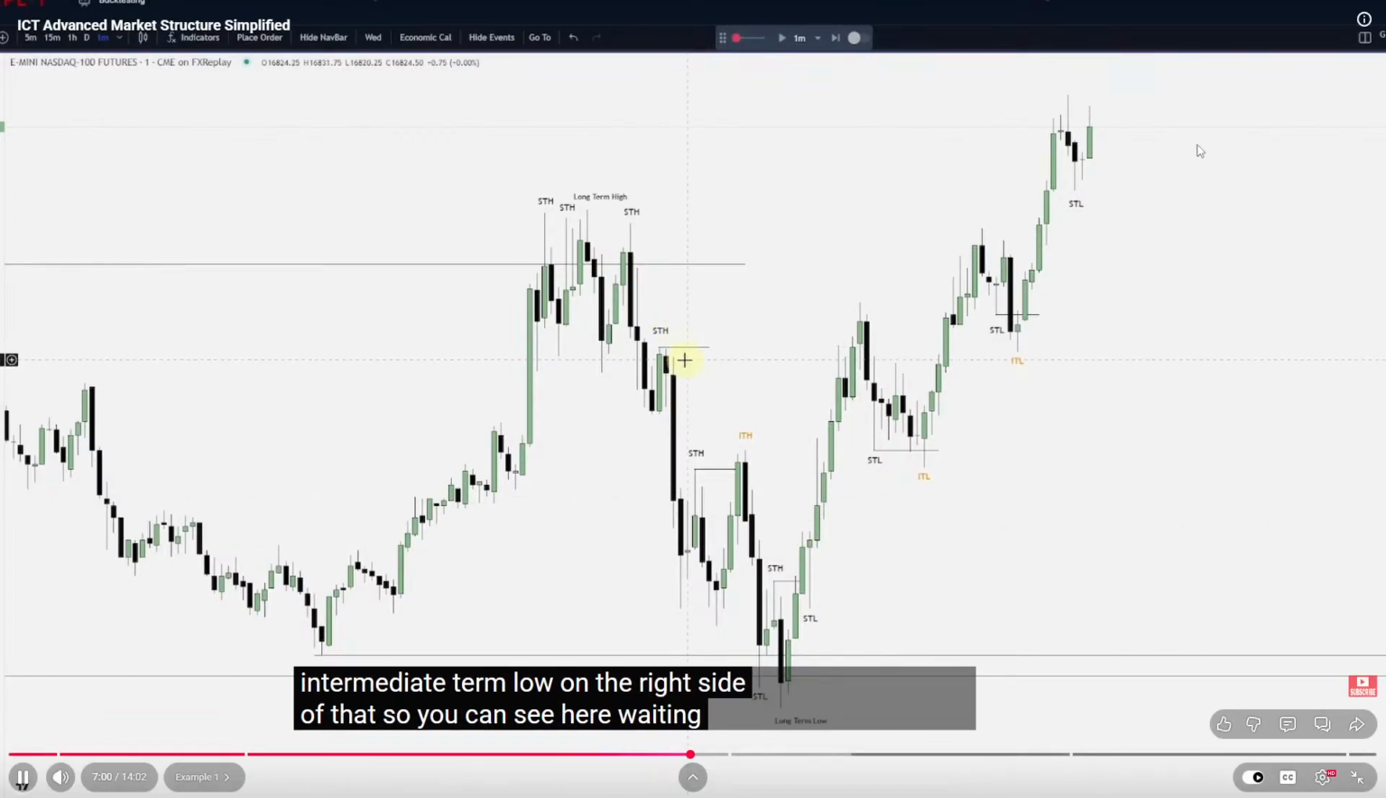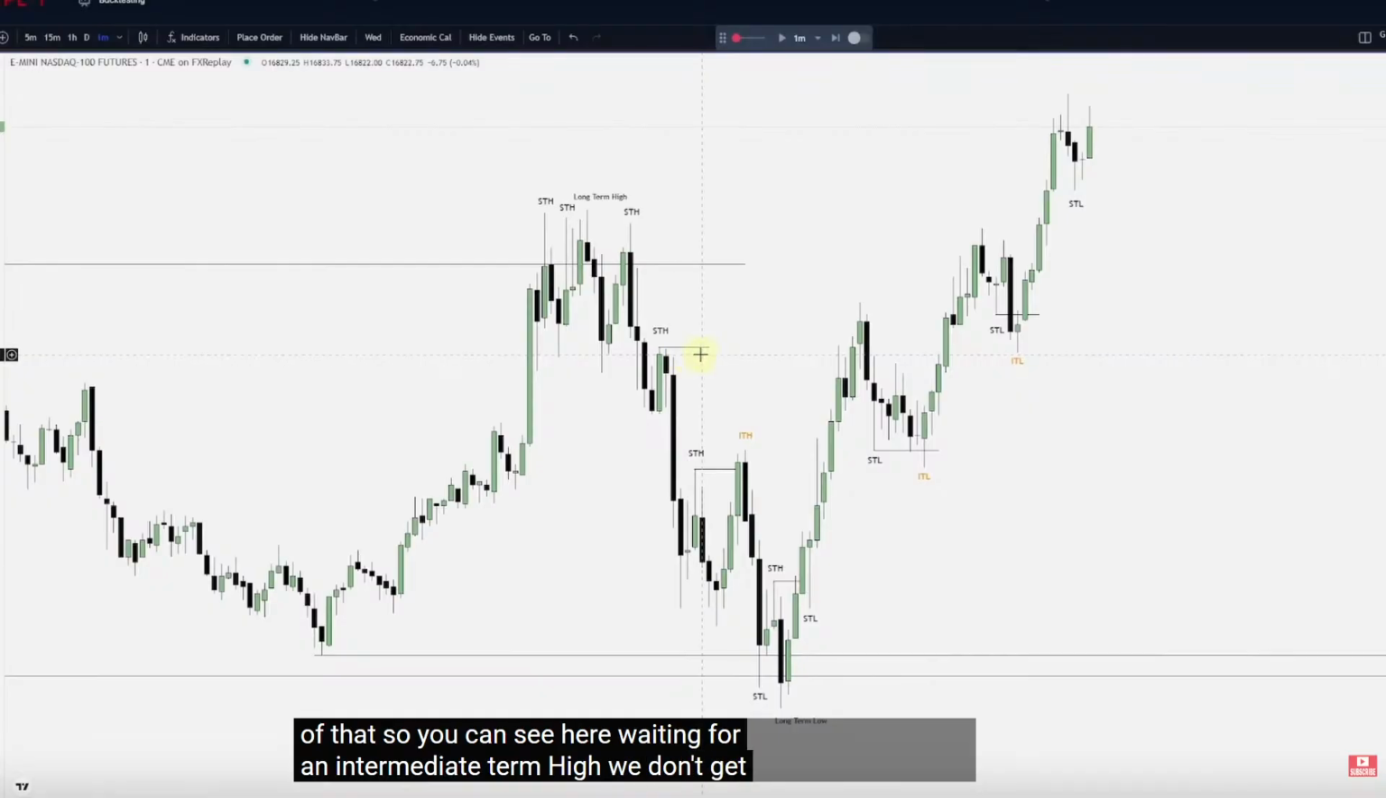So you can see here, waiting for an intermediate term high, we don't get that. Here we get the sweep and the intermediate term high, and that is validated when we get a short-term high right here. Similarly, right here, we have a short-term low. It is swept. Then we form a short-term low on the other side, validating this as an intermediate term low. But we also have a swing low right here that is swept, creating another intermediate term low when this short-term high is formed.